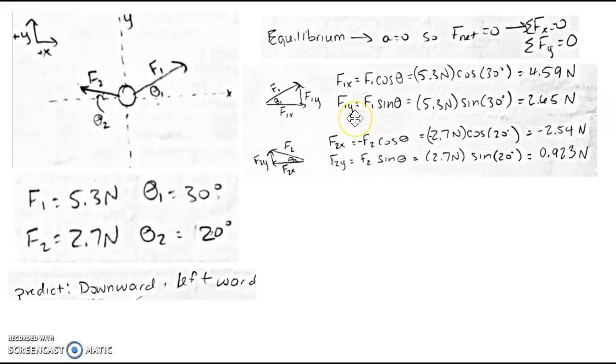I can do a similar thing here vertically. My vertical component is opposite my angle now, so I use the sine function instead. I plug in my numbers and I end up with 2.65 newtons.